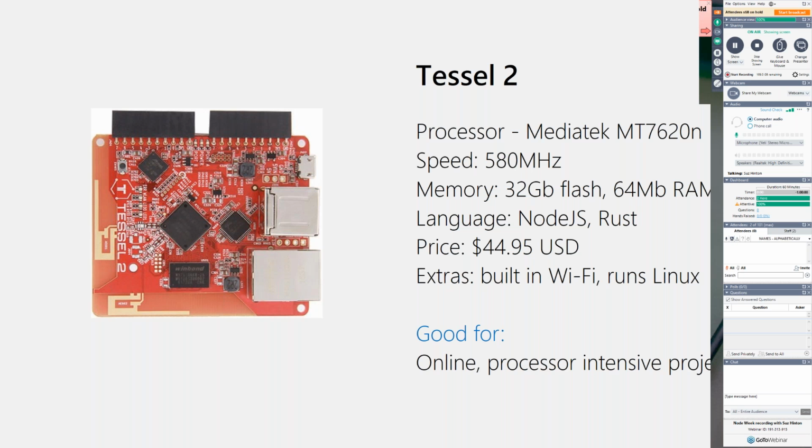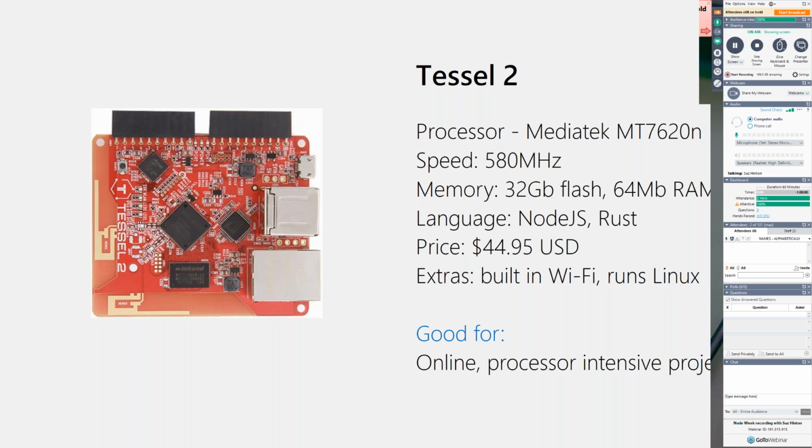So it's got a MediaTek chip as the main brains behind it. It's 580 megahertz, which is a huge jump up from the Arduino Uno. So if you want to do more processor-intensive stuff, it's great for that. And again, you can use Node.js and Rust. It has 32 gigs of flash memory and 64 megs of RAM, so that's plenty to be able to run something like Node.js, which is great.